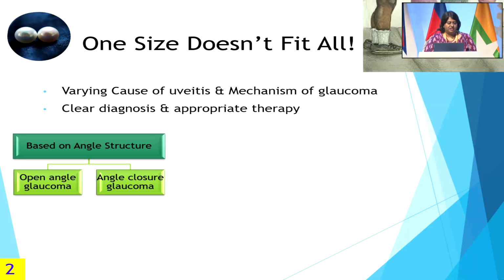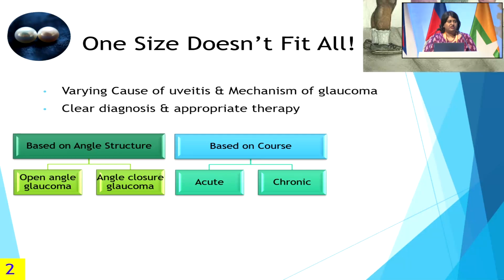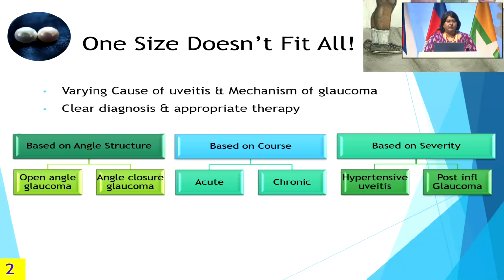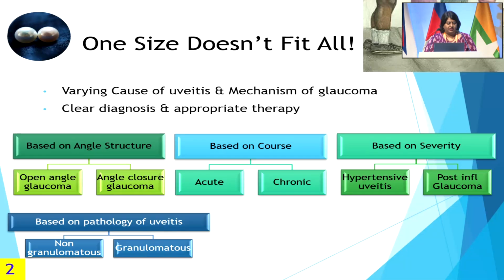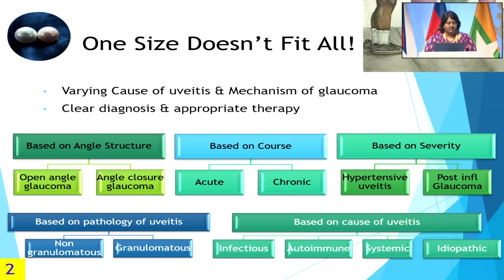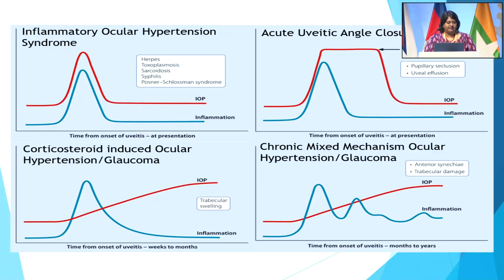Based upon the angle structure, glaucoma is either open angle or angle closure. Based on the course, it is acute or chronic. Based on the severity, hypertensive uveitis or post-inflammatory glaucoma. Based on the uveitis, non-granulomatous or granulomatous. Based on the cause, infectious, autoimmune, systemic, idiopathic. And there is a better classification.